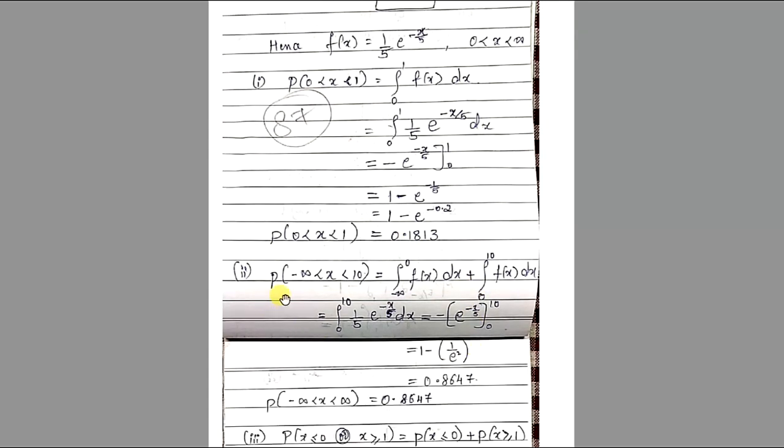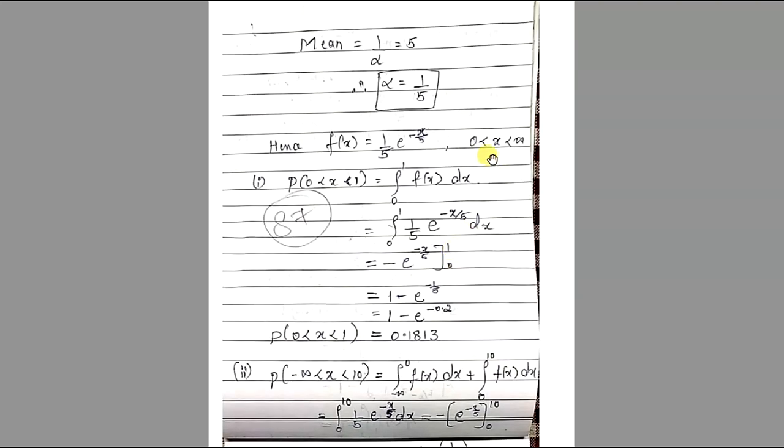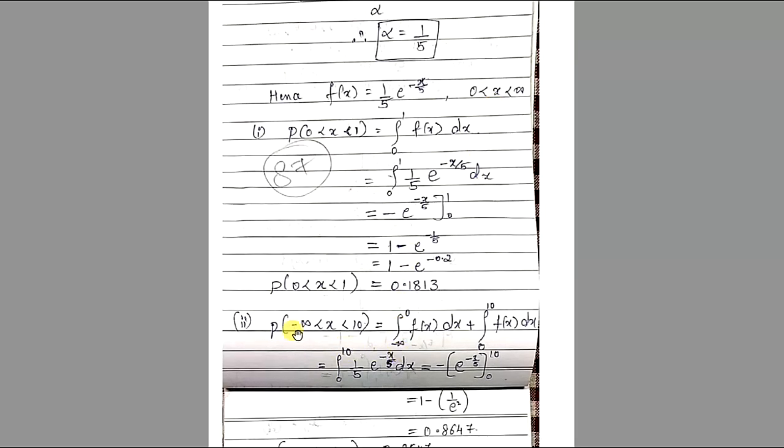Now we'll go for the second sub question, that is probability of x lies between minus infinity to 10. See, for negative values of x, it is defined to be 0. Only for the positive values it is defined, isn't it? For the positive values of x, from 0 to infinity, the function is constructed as 1 by 5 e to the power of minus x by 5, isn't it? If x takes negative values, then directly the function is defined to be 0. Okay.